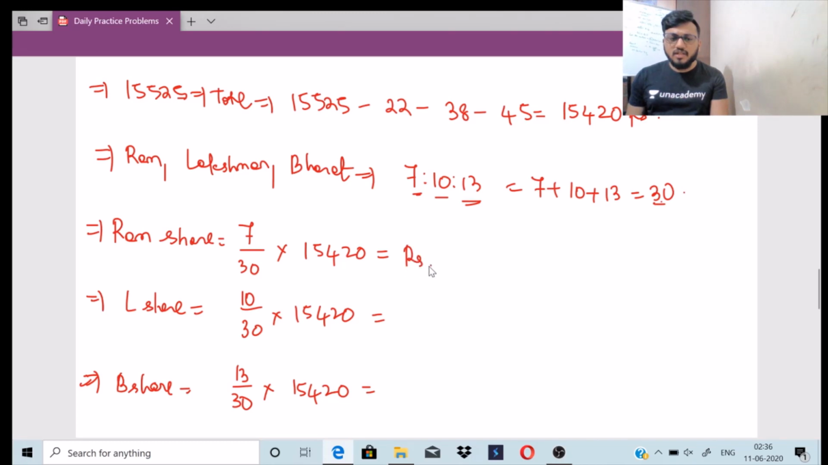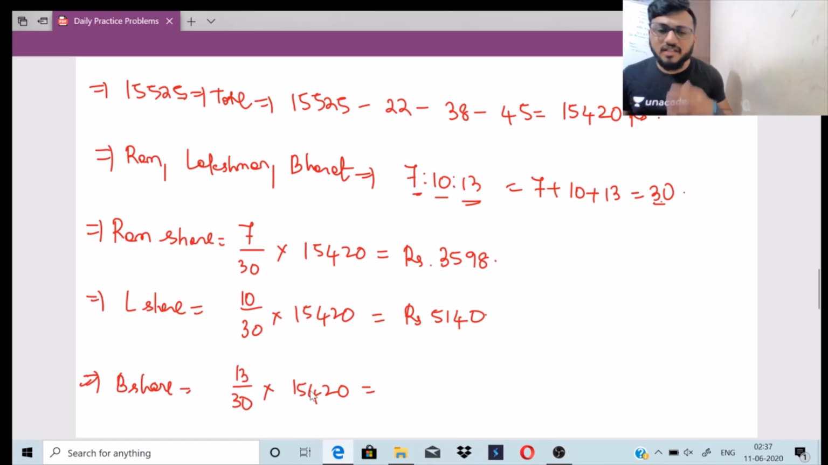Now, the ratio of Ram will be 7 by 13 into 15,420, which is equal to rupees 3598. Then this is 10 by 30 into 15,520, which is equal to 5,140, right? And then this is 13 by 30. So obviously the share of Bharat will be greater than everyone. So this is rupees 6682, right? Rupees 6682. But what we have to do, right?